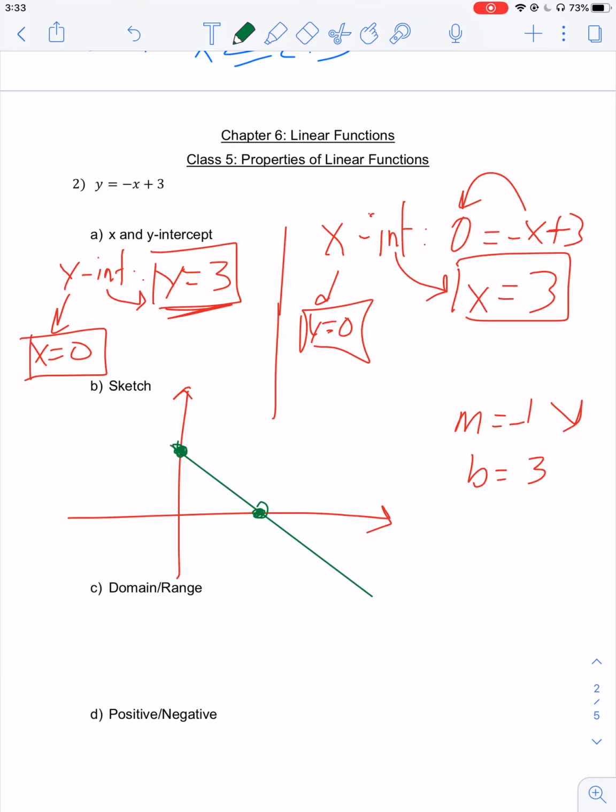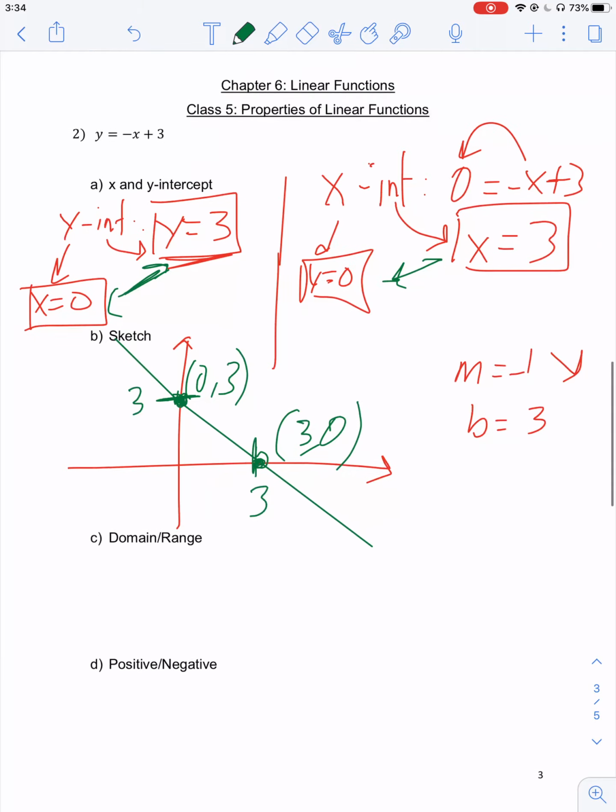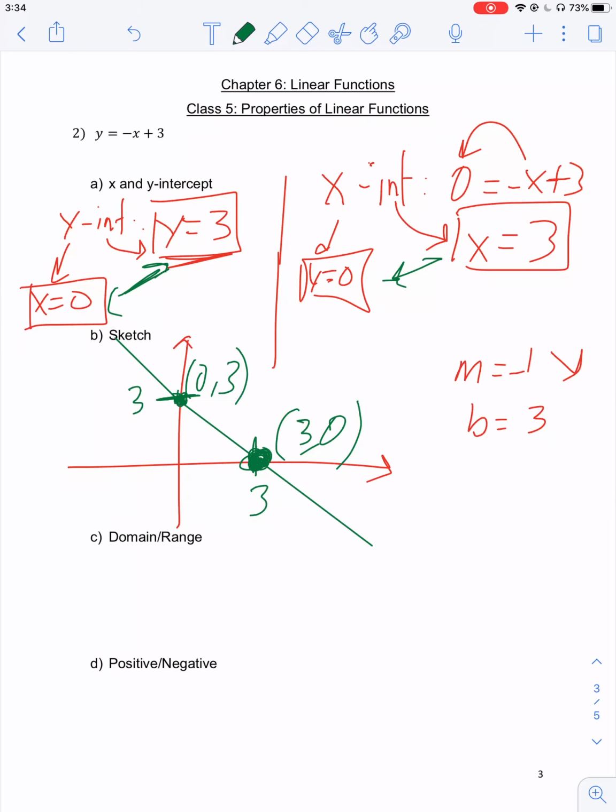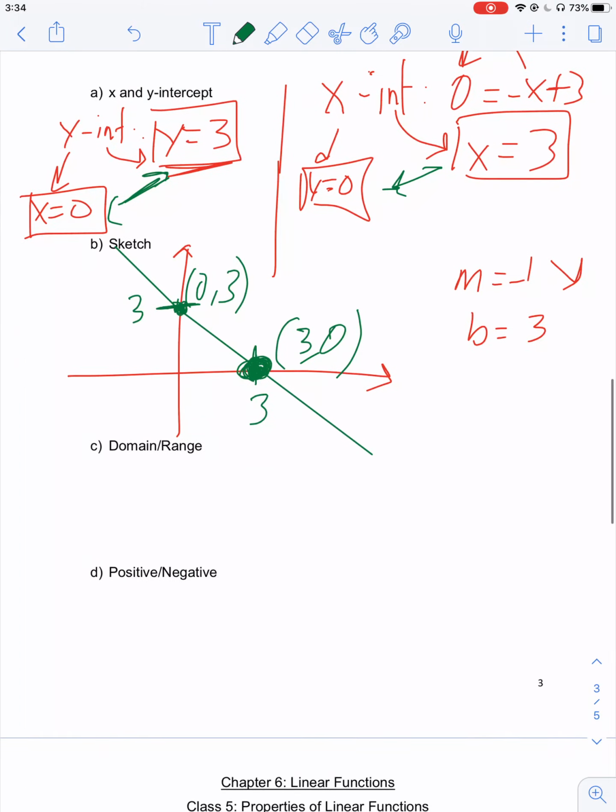So this is when y equals 3, and this is when x equals 3. Both of them are the same in this case. This point comes from here: x is 0, y is 3. And this point comes from here: x is 3, y is 0. Normally they're not the same, but in this case they just happen to be. Again, the x-intercept is very useful when it comes to finding the positive and negative intervals.